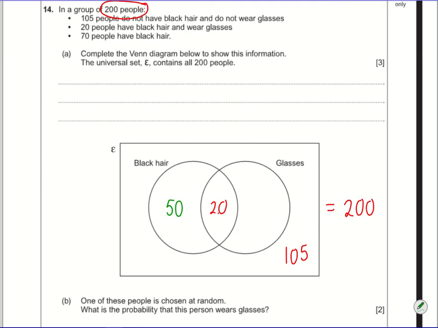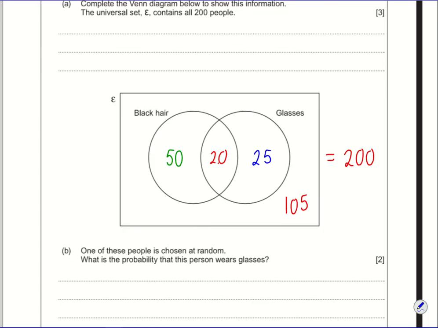And to fill in that last box now for people who have glasses but not black hair, this is where we've got to make our Venn diagram add up to 200. If you add up the numbers we've already got, it adds up to 175. So we're missing 25. But always start in the middle for a Venn diagram and you should be okay.